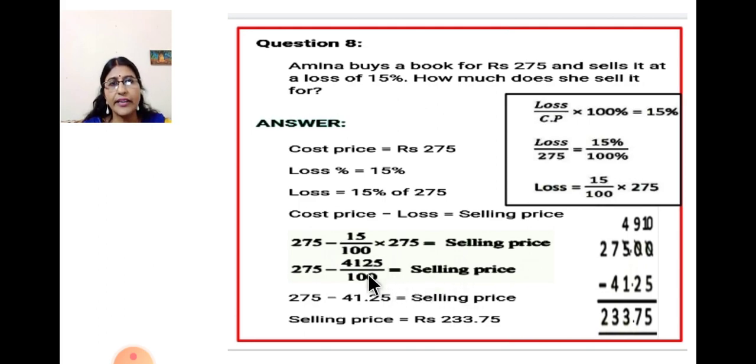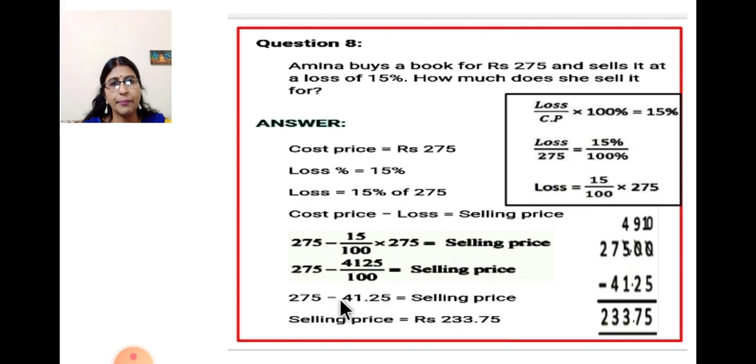If you want, you can reduce this. Here also you can reduce, but if you write in this way, you can convert directly into decimal. See how it is done here. So it will be easier for you to work out. So here 275 minus, if you convert this into decimal, decimal is here. So as it is divided by 100, it will move to the left by 2 places. So you will get 41.25, which is equal to selling price.